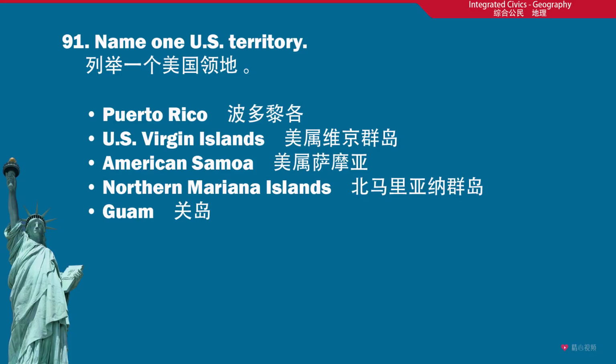Name one U.S. territory. Puerto Rico. U.S. Virgin Islands. American Samoa. Northern Mariana Islands. Guam.